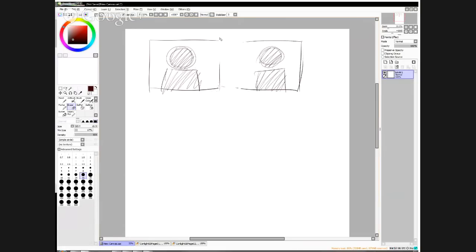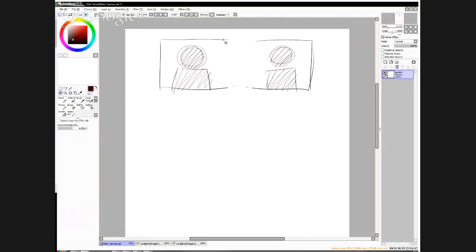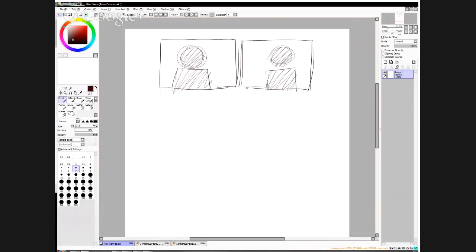You want to give your characters a little bit of breathing room in conversation, because that way, let me tighten this frame here, tighten this one here.